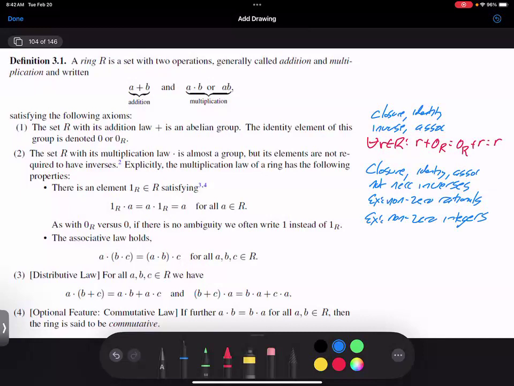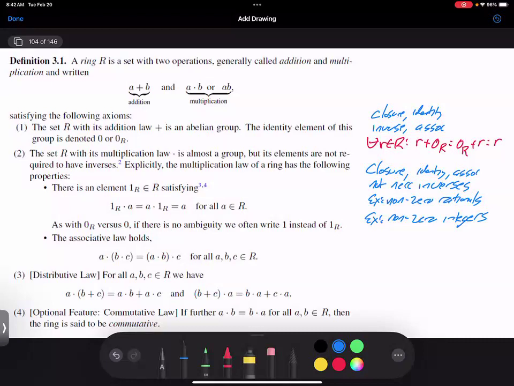Okay, the next is that there's an identity element 1 sub R satisfying 1 sub R times a equals a times 1 sub R equals a for all a. So there's a multiplicative identity. And then we have the associative law under multiplication: a times b times c is ab times c.